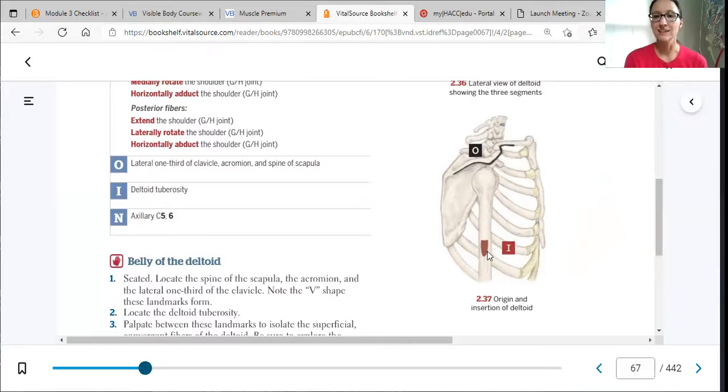And the insertion is the deltoid tuberosity. Now that is super easy because it has its own insertion, the deltoid tuberosity. And if you remember, here's my humerus, the deltoid tuberosity was this roughened area right here, has its own little spot of attachment right there. See a little rough spot right there. That's the deltoid tuberosity.